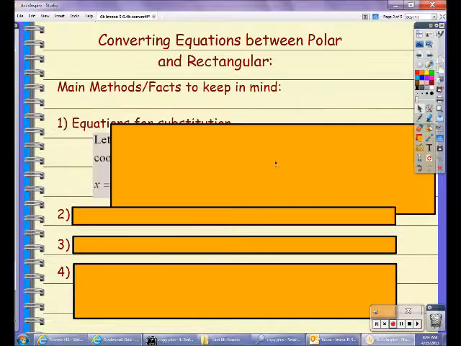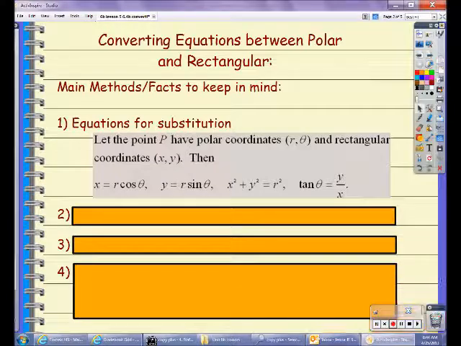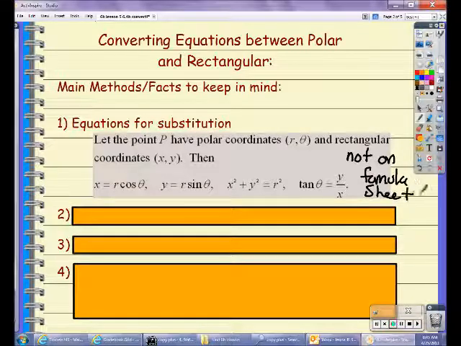The main methods and facts to keep in mind. Number one, we have those exact same equations that we used before in order to go from r and theta to y and x, or y and x to r and theta. Same four equations, once again, not on your formula sheet. So you substituted these before, now we have to kind of create these equations in order to substitute.